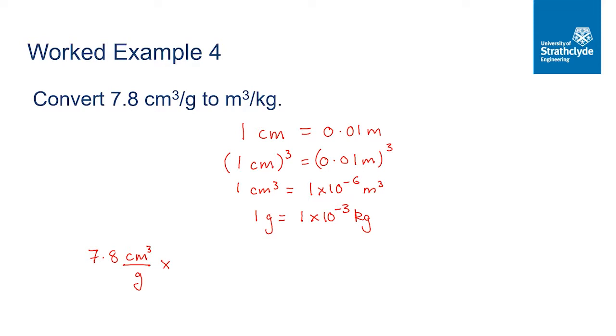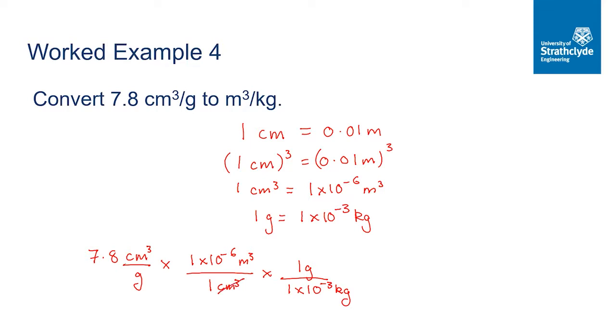Multiply that by, well, we'll try to get rid of our centimeters cubed and replace with meters cubed. So 1 times 10 to the minus 6 meters cubed divided by 1 centimeter cubed. And that will be multiplied by, again, we're trying to get rid of our grams here. So to get rid of our grams, we're going to have to multiply by grams at the top and then divide by 1 times 10 to the minus 3 kilograms.